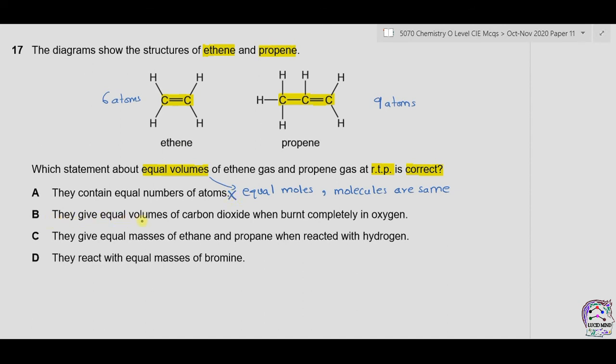B. They give equal volumes of carbon dioxide gas when burned completely in oxygen. Let's write a chemical equation. For ethene, the formula is C2H4. In the presence of oxygen, it forms CO2 and H2O. Similarly, for propene, the formula is C3H6. In the presence of oxygen, it forms carbon dioxide and water vapors.